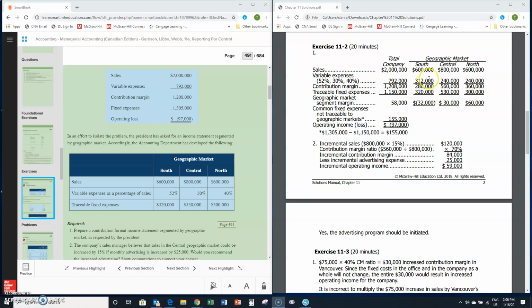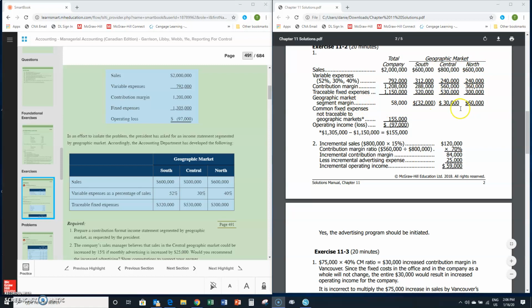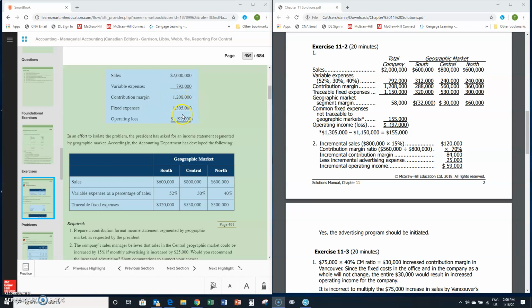You deduct the traceable fixed expenses from the contribution margin to get the segment margin for that area. But as we can see up here, fixed expenses were 1,305,000. We've only accounted for 1,150,000 that were traceable. The remainder are common fixed expenses, not traceable to each one of these segments. So for the segments, it ends here. For the company as a total, you also deduct the common expenses to get your operating income or loss.